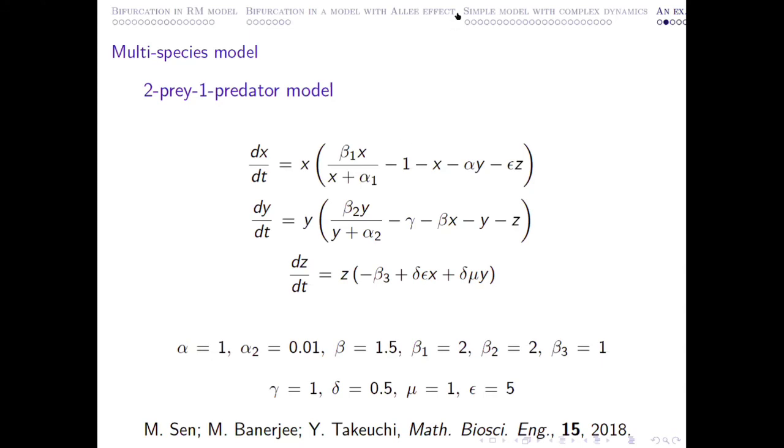Anyone else has any question? Anyway, sir, it was really very enriching and valuable information on bifurcation in the RM model with Allee effect, with complex dynamics, and the 3 species model. We had really an enriching time with you. And moreover, we are really inspired by your growth story you explained yesterday also. We are very much grateful to you for taking time out of your busy schedule to be a part of this workshop and to share your expertise with the participants.